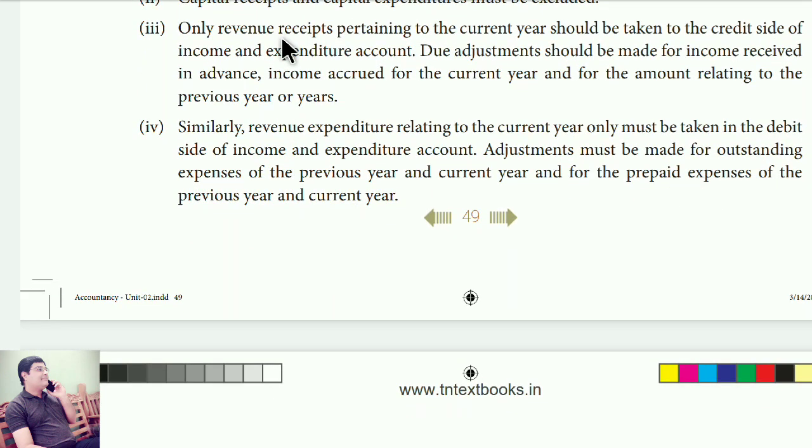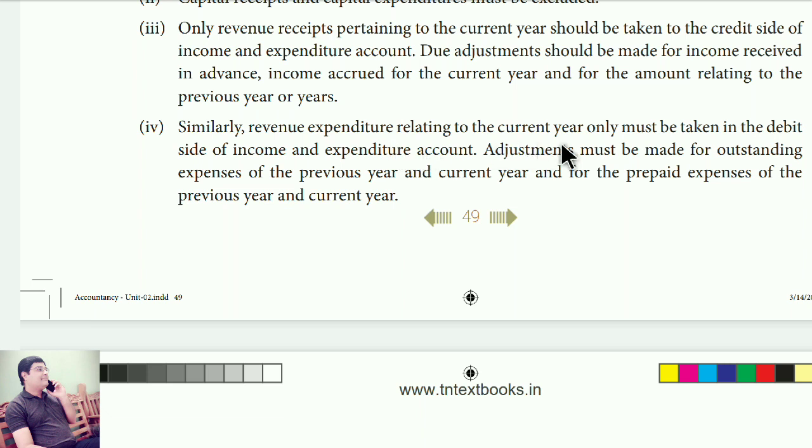So only revenue receipts pertaining to the current year should be taken to the credit side of the income and expenditure account. Due adjustment should be made for income received in advance, income accrued for the current year, and the amount relating to the previous year or years. So only current year income and expenditure should be taken into the account. Previous year and next year should not be taken into the income and expenditure account.